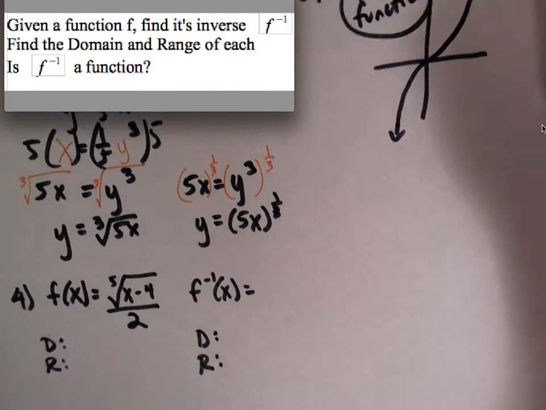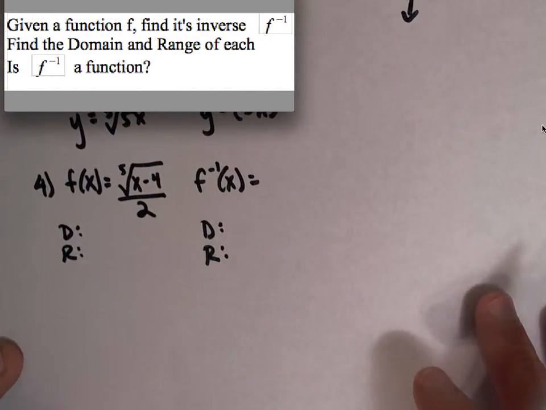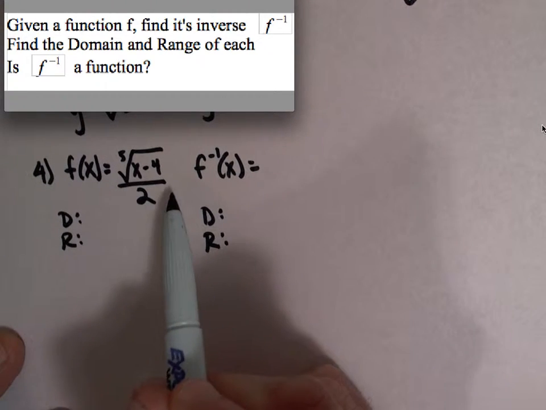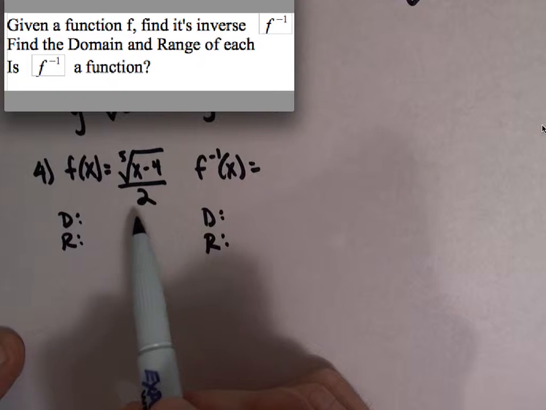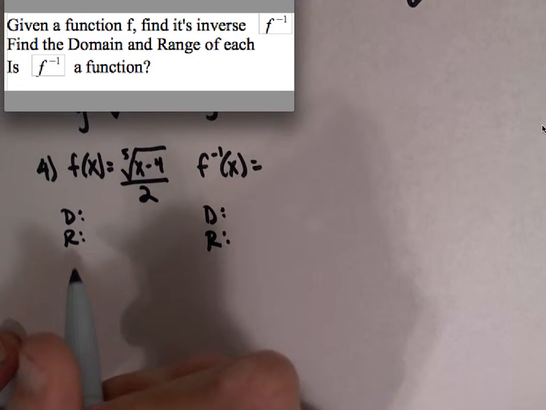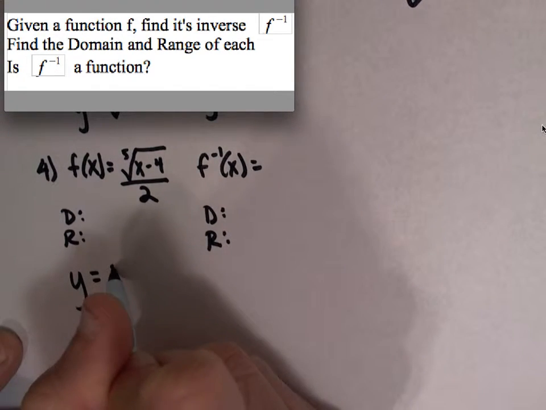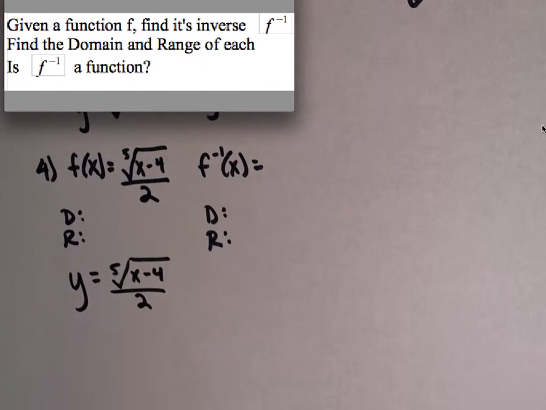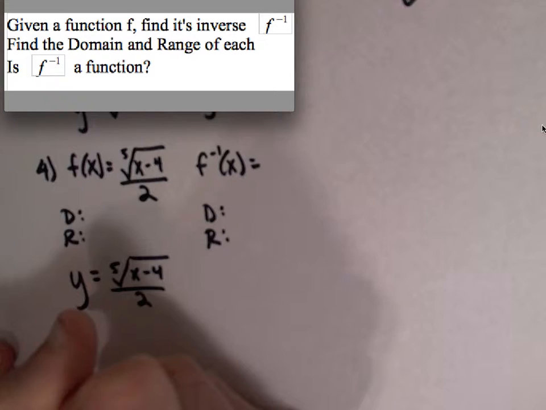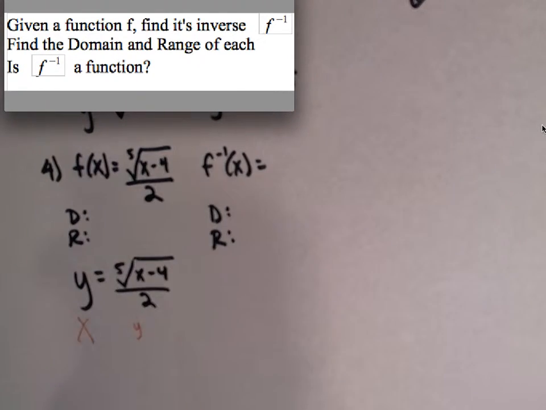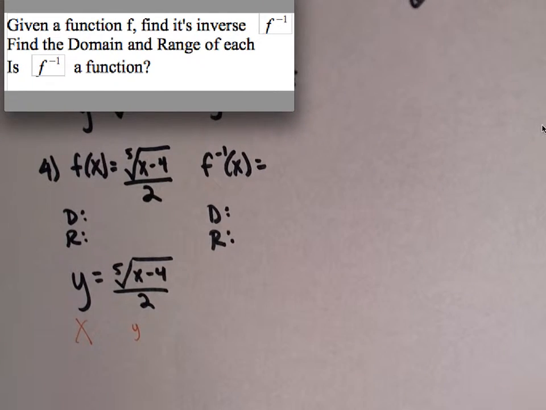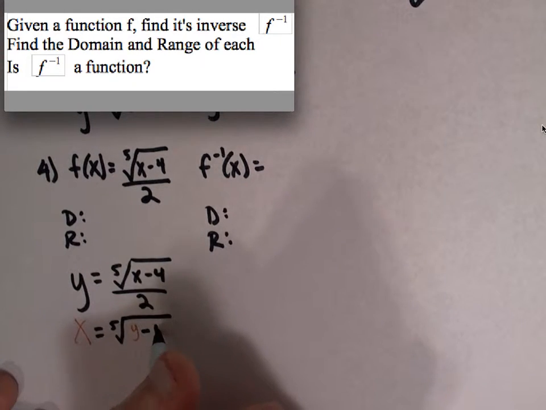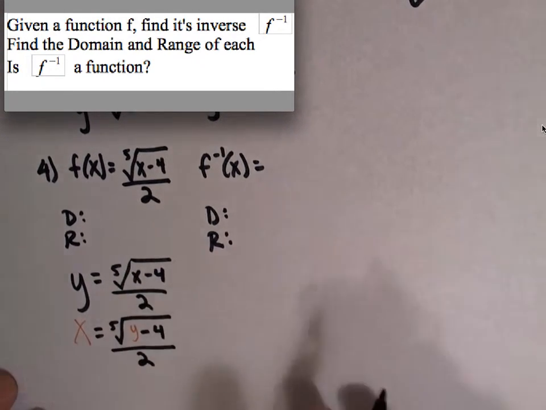Number 4. F of x equals the 5th root of x minus 4, all over 2. So the 2 is not part of the root. So we're going to find the inverse function. So first off, let's start by writing y equals the 5th root of x minus 4 over 2. We're going to switch x and y now. So x equals the 5th root of y minus 4, all over 2.